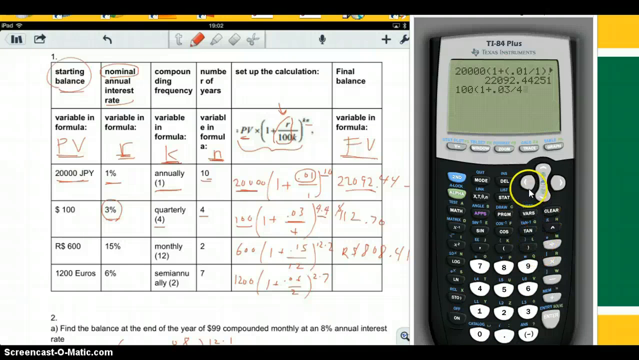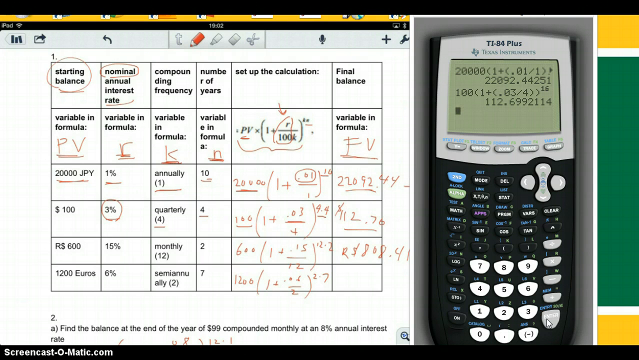And to make that more clear, we should probably put that in parentheses. So we'll insert parentheses here. Okay, and then go to the other side and put parentheses, and then to the exponent, 4 times 4 is 16, right? So I don't need to put 4 times 4, I just put 16. So that's $112.70. Okay, that's the answer we got here.